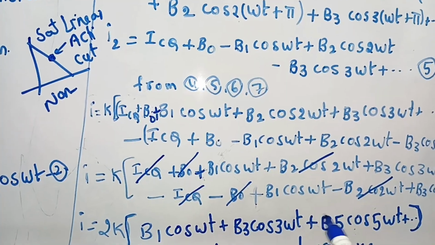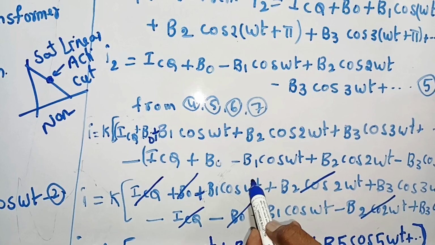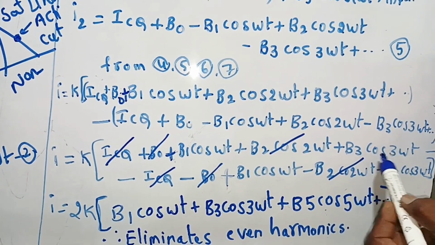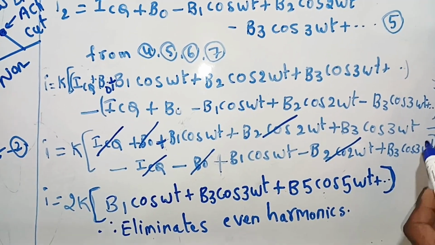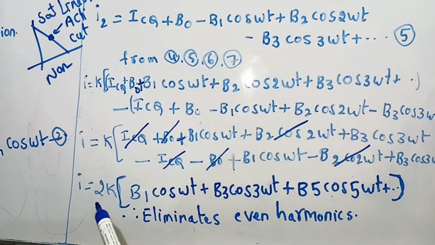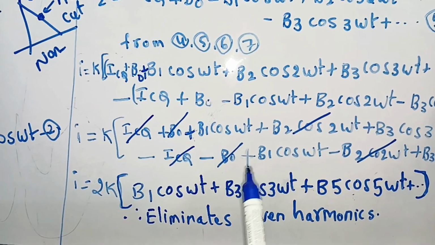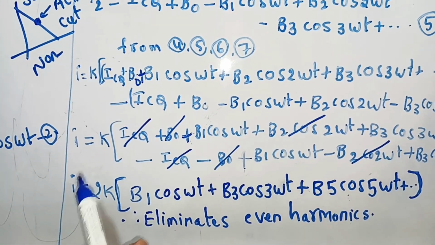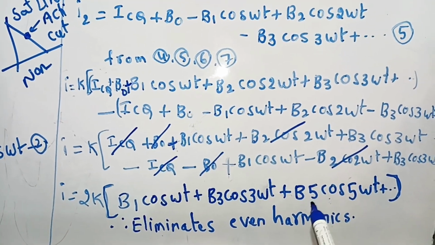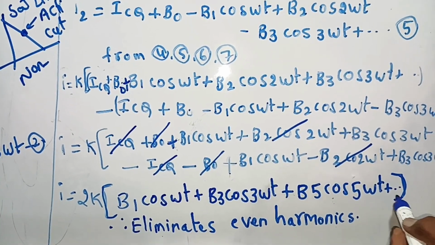If you simplify once again, here we have B1 cos omega t and B1 cos omega t, that is 2 B1 cos omega t, plus B3 cos 3 omega t and B3 cos 3 omega t, nothing but 2 B3 cos 3 omega t. So I am taking 2 common: I equal to 2k into B1 cos omega t plus B3 cos 3 omega t plus, let us take some more harmonics, like B5 cos 5 omega t.